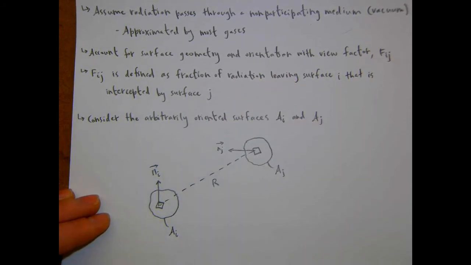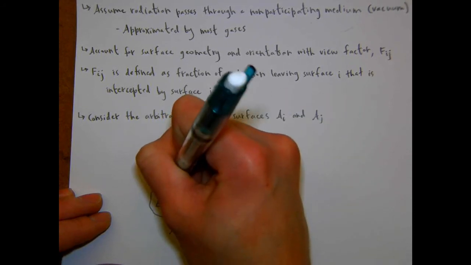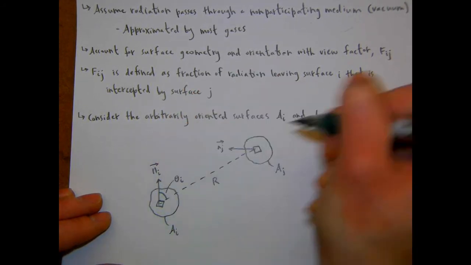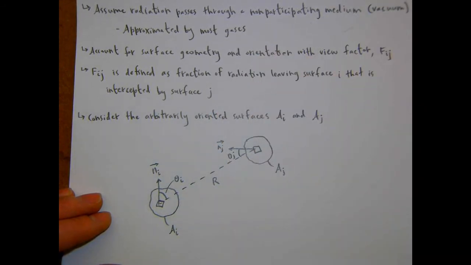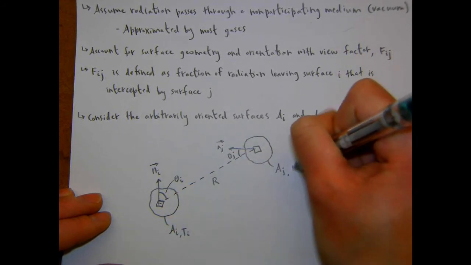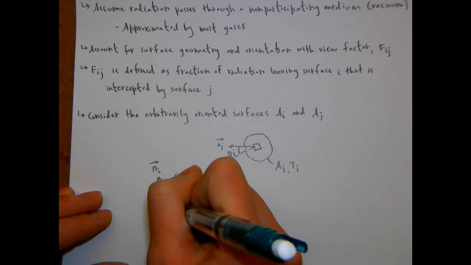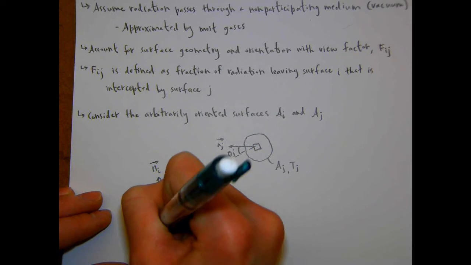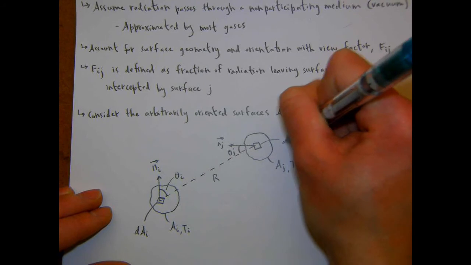The orientation of the surfaces is defined based on their angle relative to the normal, so theta sub i and theta sub j. And they're at specific temperatures, T sub i, T sub j. And then the differential element that we're considering on each surface, dA sub i, dA sub j.